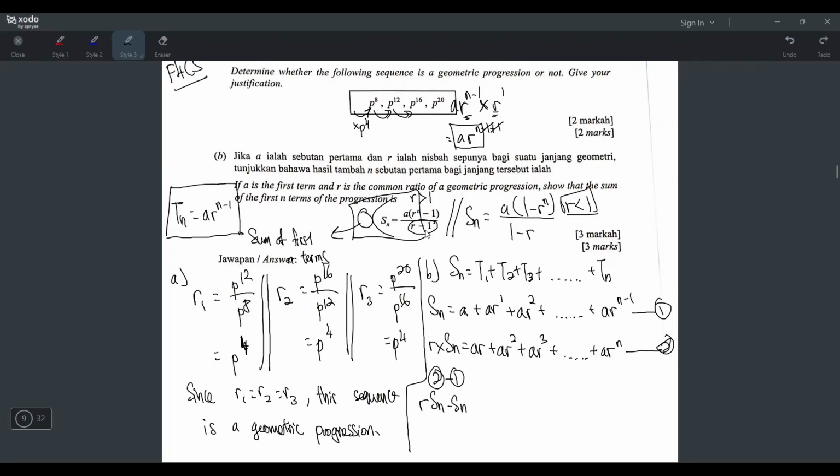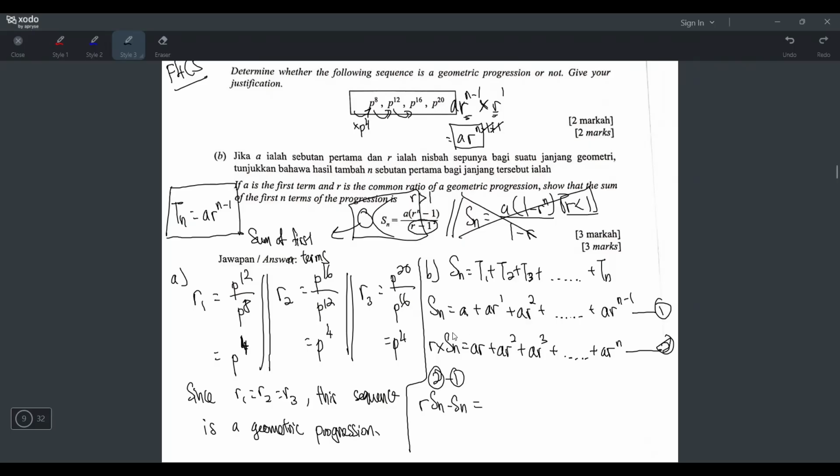Because I want the bottom here to be r minus 1. So later when I factorize the Sn and take out the Sn, it becomes r minus 1. Makes sense. If I take 1 minus r instead, it becomes 1 minus r, and then it's not the same already. So remember, we are not trying to prove this. We are trying to prove this. Okay, what about the right side then?